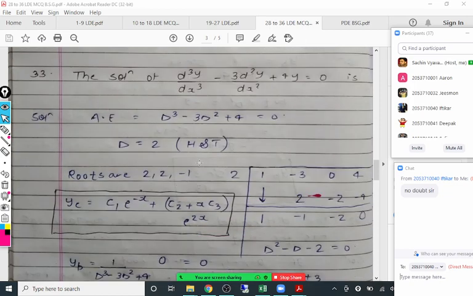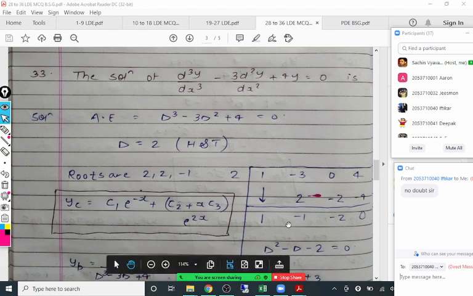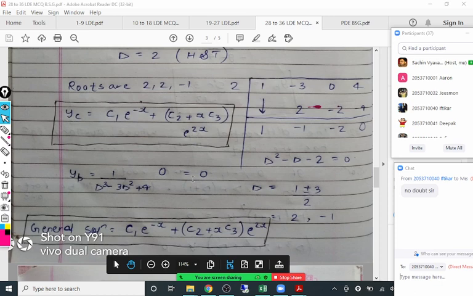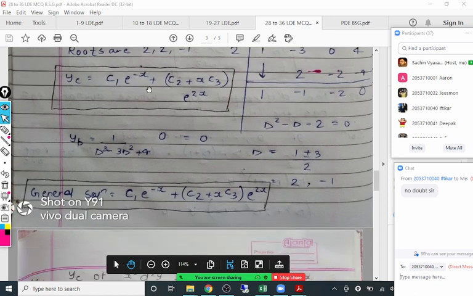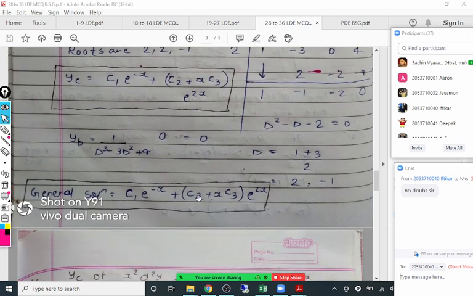33. We have the cubic equation here, and for this cubic equation we want a CF probably. Yes, it's a CF only, because RHS is 0. So all the three roots are calculated and the answer is written. So that's correct. Whatever YC is there, that itself is a complete solution: C1 e raised to minus x plus (C2 plus C3x) e raised to 2x. That is correct again.